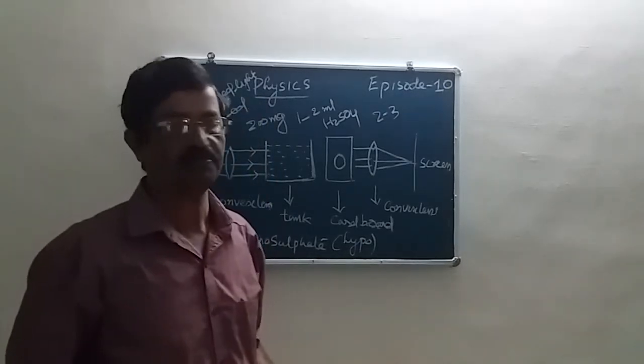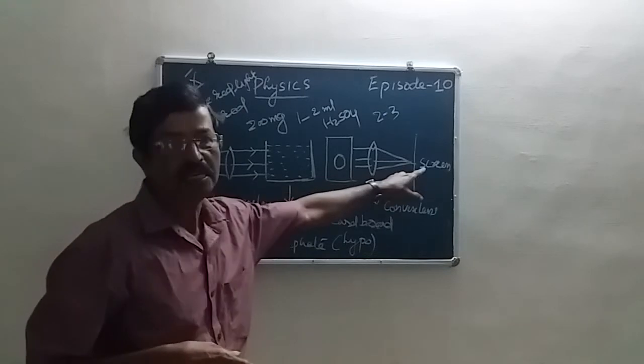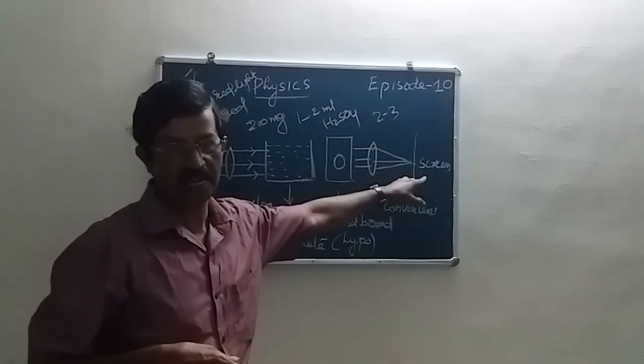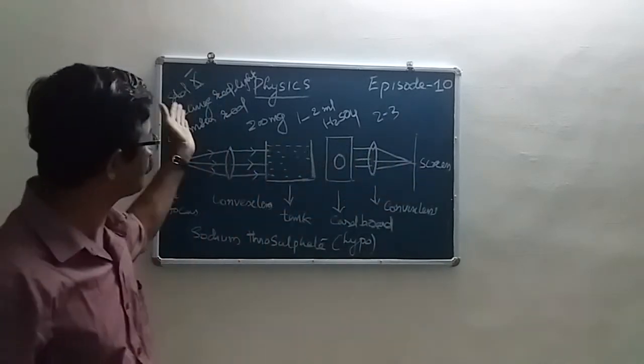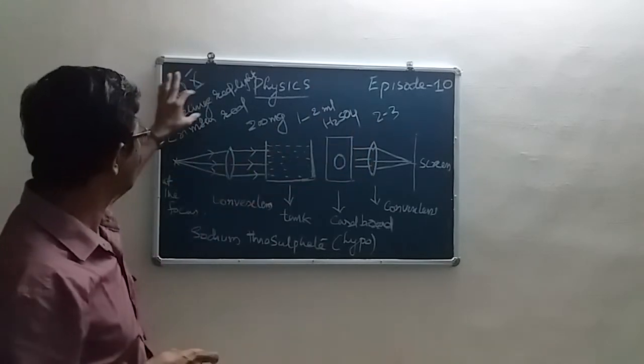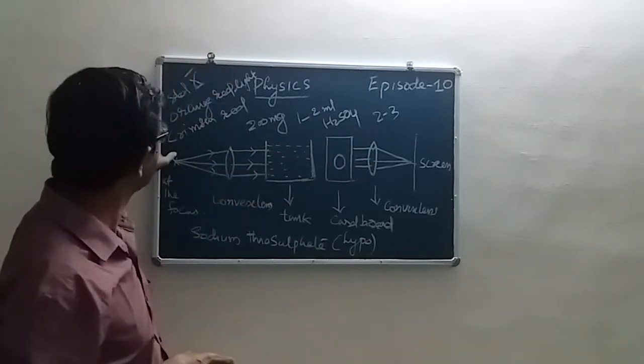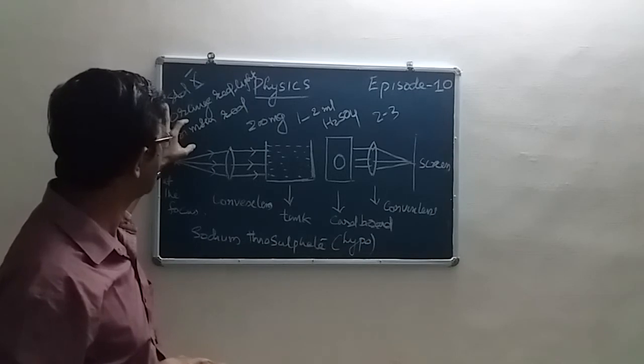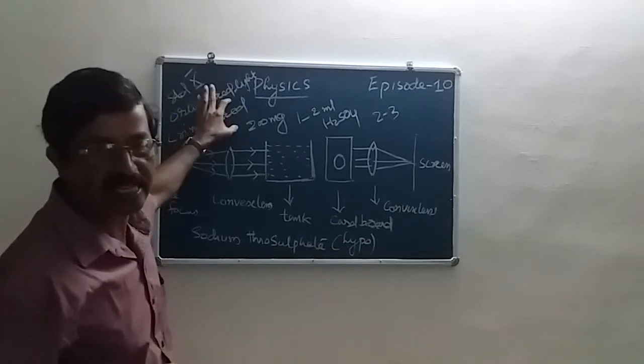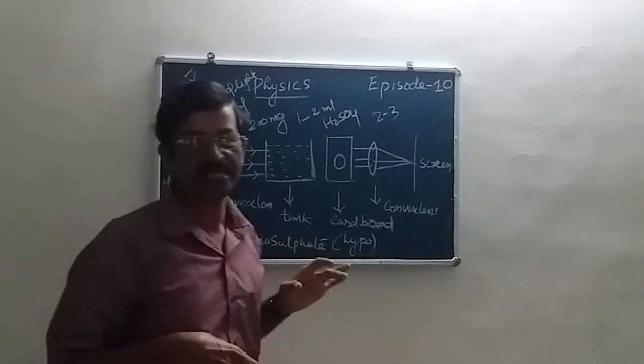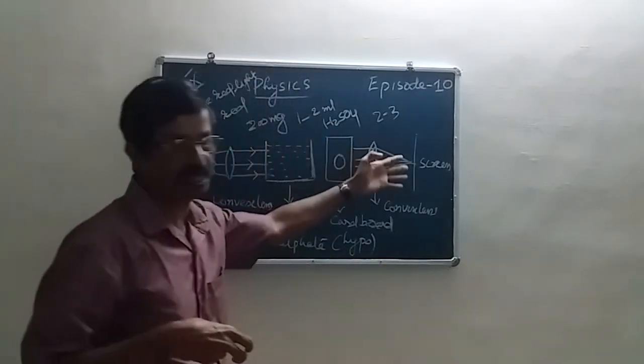So after some time we can see crimson red color. What color do we observe? Crimson red color. At first we observe orange red color on the screen, then after some time crimson red color, that means a deep red color. Deep red we can observe.